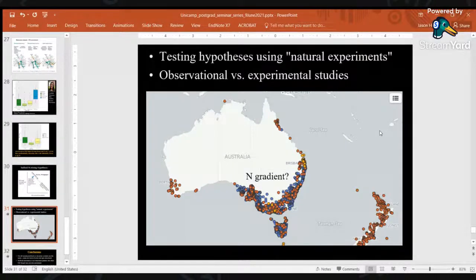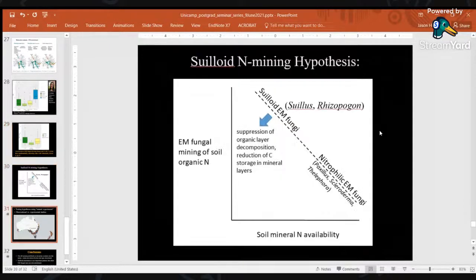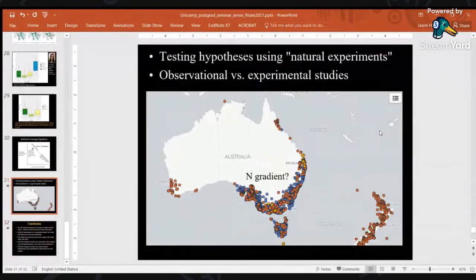And so, for example, from this really intriguing work here, we still need to ask whether invasive ectomycorrhizal fungi are driving lower soil nitrogen and phosphorus in this system, or were they simply preferentially choosing sites with inherently lower nitrogen and phosphorus, or is it both? Is it a positive feedback that's going on? To tease that apart, we may need to consider also including experimental studies where these variables are manipulated.